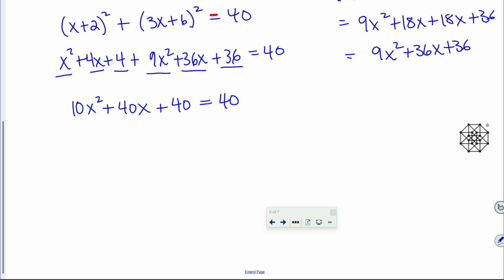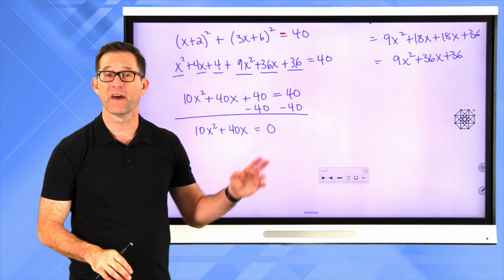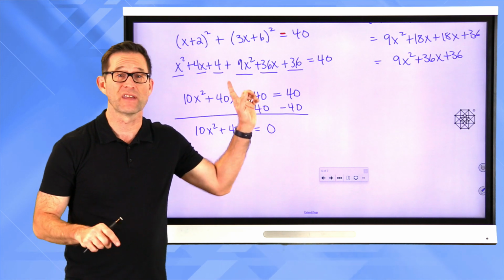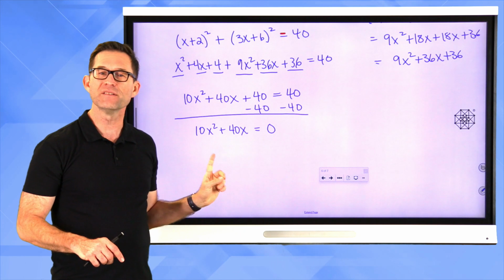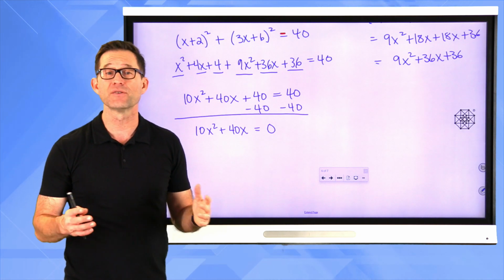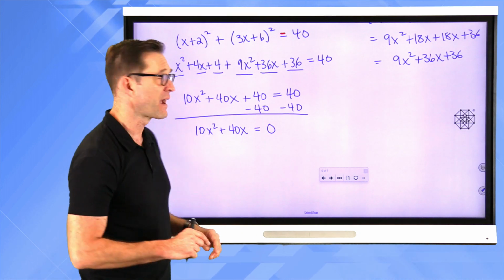Now at this point, I am ready to start using the zero product law. I need to subtract a 40 from both sides. That's going to leave me with 10x squared plus 40x. 40 minus 40 goes away, and that's equal to 0. And that's great. I really actually love it because I was actually getting worried when I had this 9x squared and 36x and all of that. But this is actually a wonderful equation to factor because it's just a GCF factoring. It's very similar to exercise number 1 if you go back and look at it.